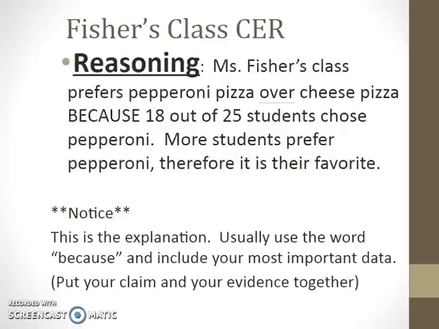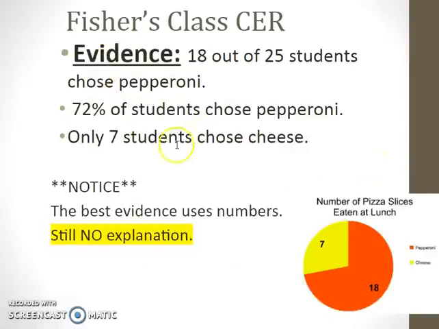All right, now we have a reasoning. Now we have to explain why. Now comes the explanation. Now is the because, the why. We have to explain how these facts, how this data proves the claim. So here's the reasoning. Miss Fisher's class prefers pepperoni pizza over cheese pizza because 18 out of the 25 chose pepperoni. More students prefer pepperoni, therefore it is their favorite. You used these pieces of evidence and explained why. They chose pepperoni because that was their favorite. That's what they wanted to eat.